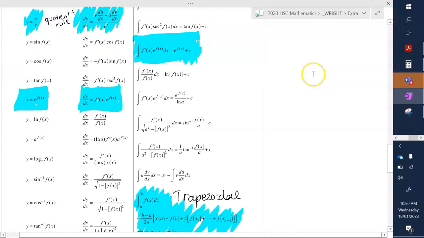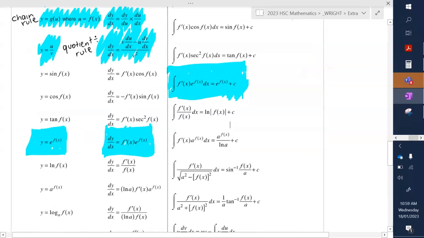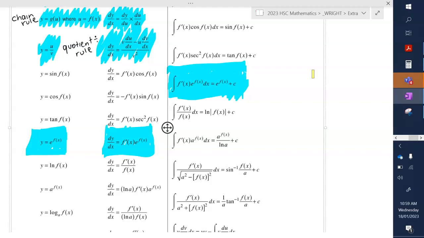So if you have a look at the formula sheet, which in our OneNote I'm highlighting the formulas as we use them. The one that we looked at yesterday, you should have seen in the video, was if we had y equals e to some function, when we differentiate it, we differentiate that function, put that out the front, and then we continue to keep that function that was there before for our exponentials.